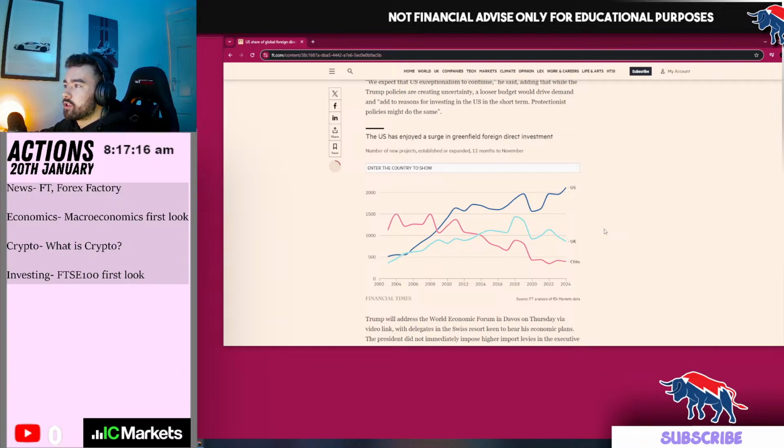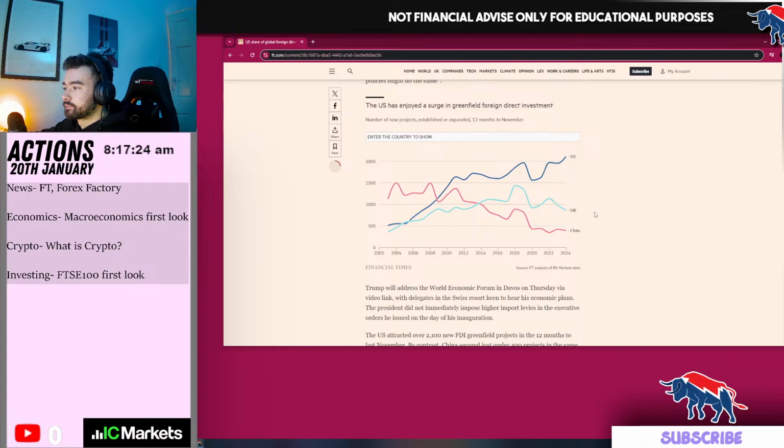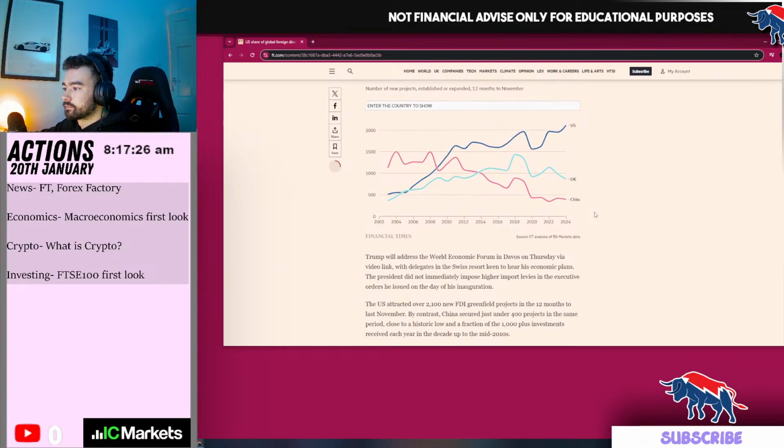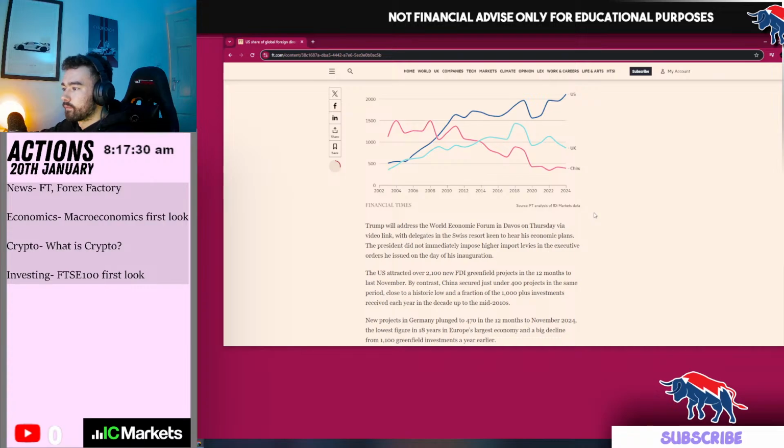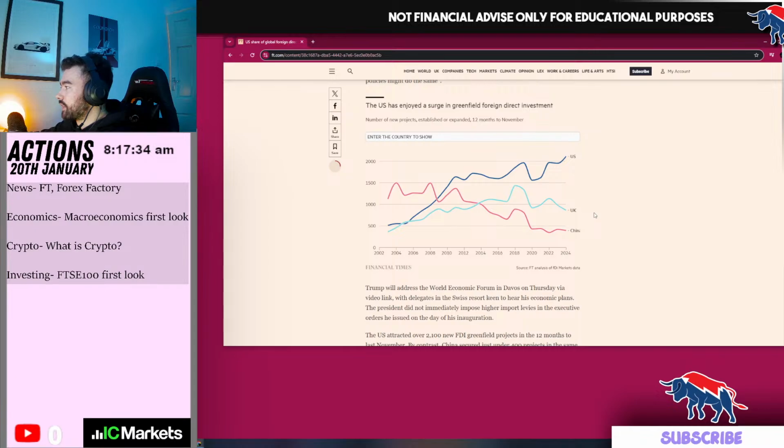The US has enjoyed a surge in greenfield foreign direct investment. Number of new projects established or expanded 12 months to November. Wow, look at this. And the UK is fumbling the bag.